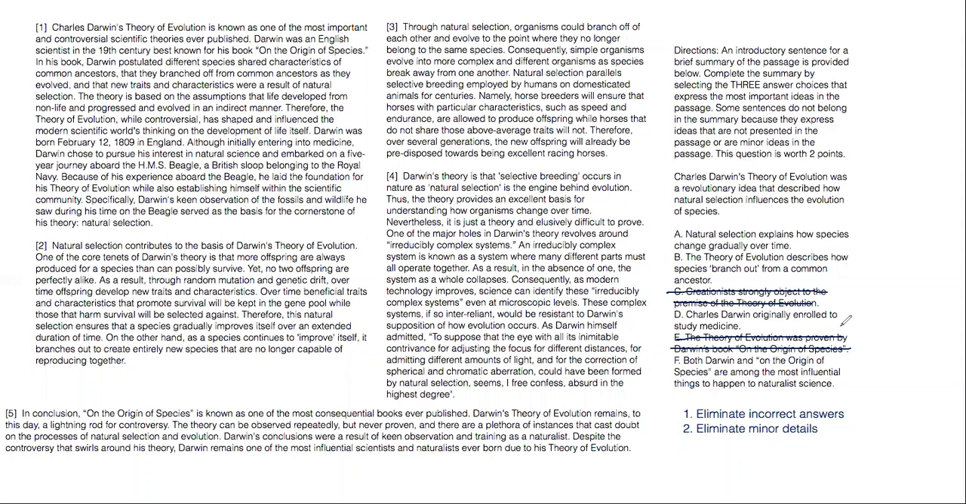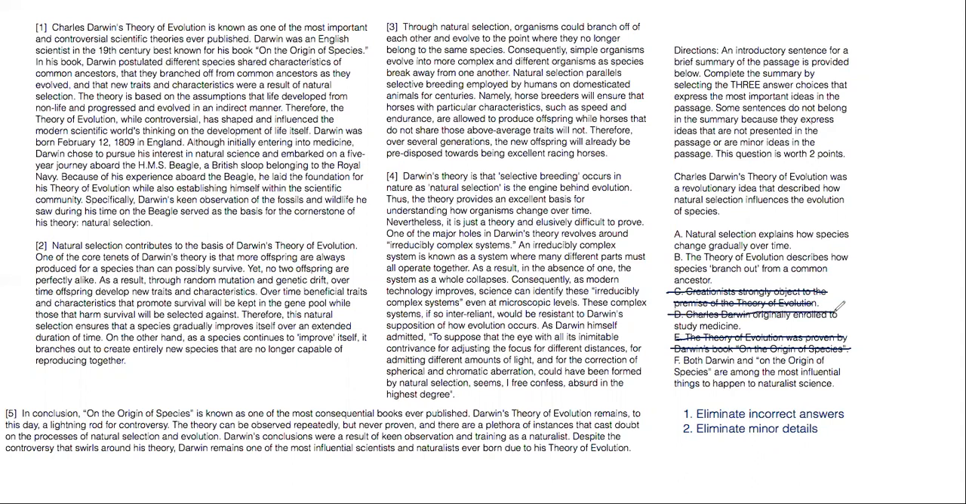D says Charles Darwin originally enrolled to study medicine. Right here, we get an idea that this does not seem like a main point of the passage, unless this whole passage is discovering how he came to do what he did, which it's not. It's only briefly covered in paragraph 1. Then this information, while true and accurate, is not going to be considered a main idea or a part of our summary for the whole passage.